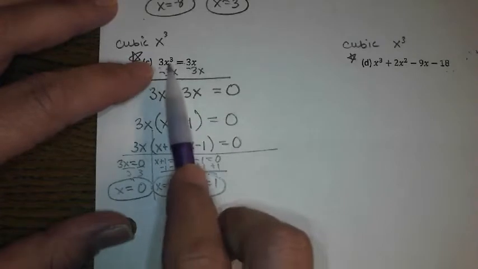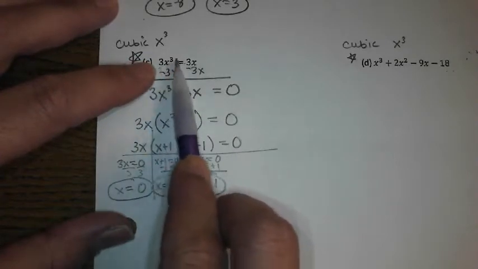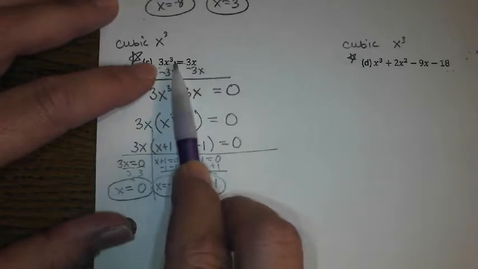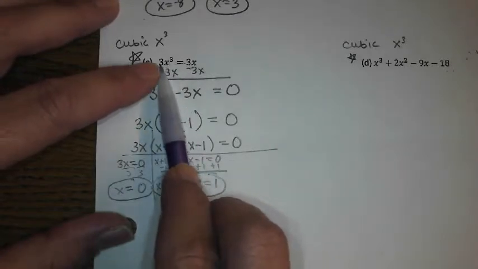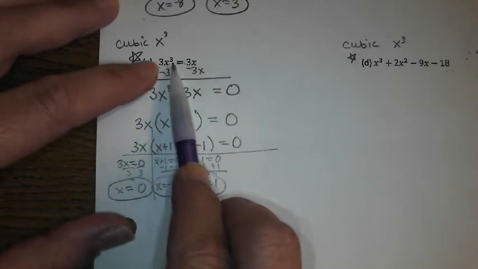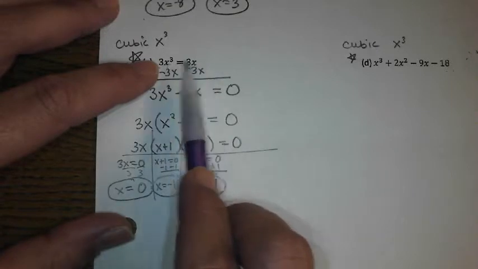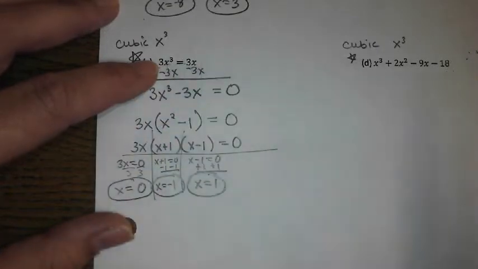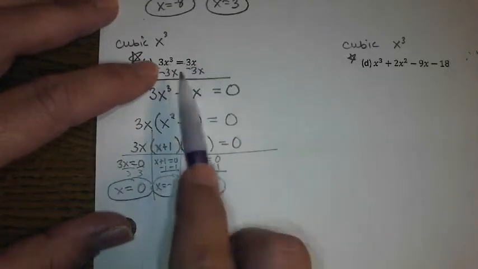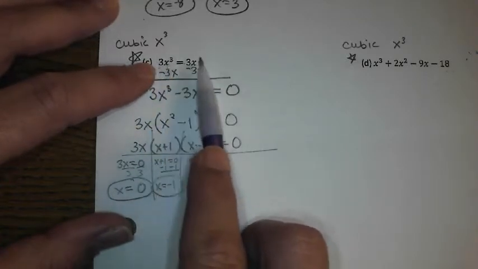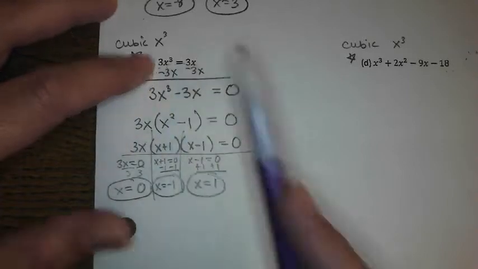What if I plugged in negative 1? What would the value of my left-hand side be? What's negative 1 cubed? Negative 1 times 3. So that would be negative 3 if I plugged in negative 1. What if I plugged in negative 1 to the right? So I'd have negative 3 equals negative 3. That checks out. Also, if I plug in 1, what is the value of my left-hand side? 3. If I plug in 1 to the right? 3. So they all work.